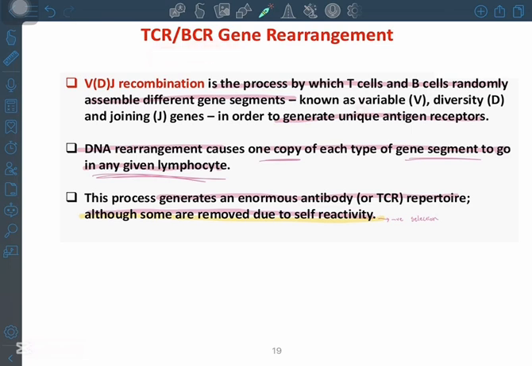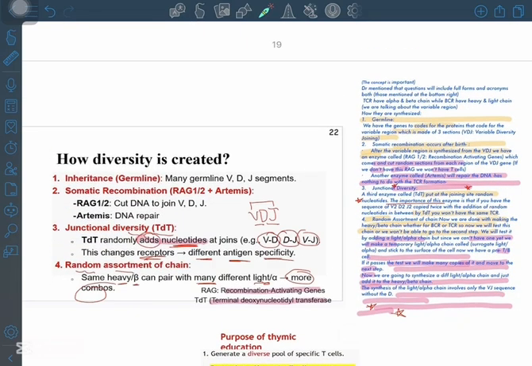I want you guys to know that V stands for variable, D for diversity, and J for joining. Now, the DNA rearrangement causes one copy of each type of gene segment to go in any given lymphocyte. This process will generate an enormous antibody repertoire, or TCR, although some are removed due to self-reactivity. And now, how is diversity created? Mainly in 4 steps. Inheritance of germline.